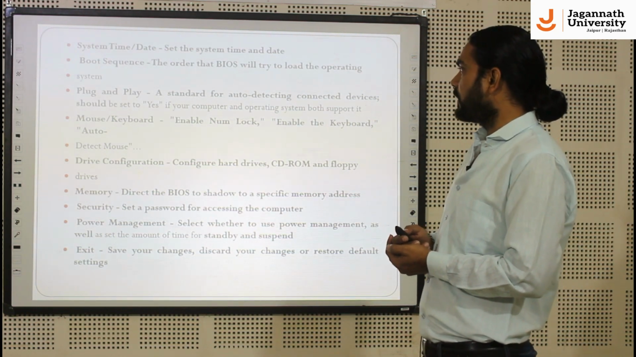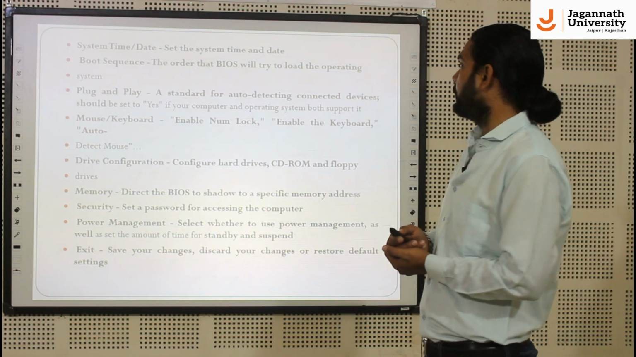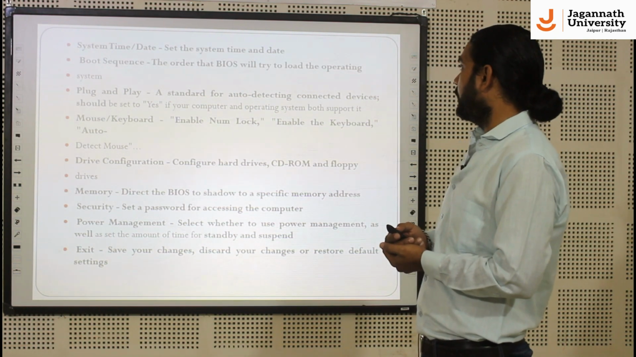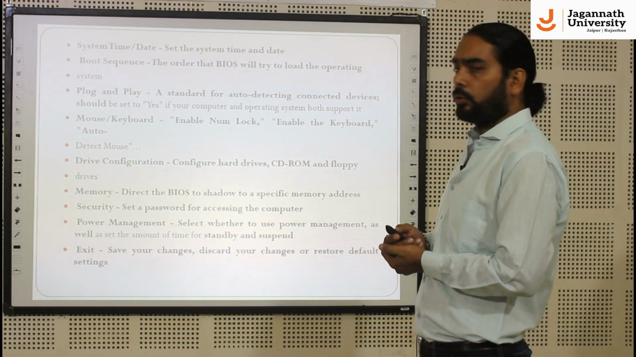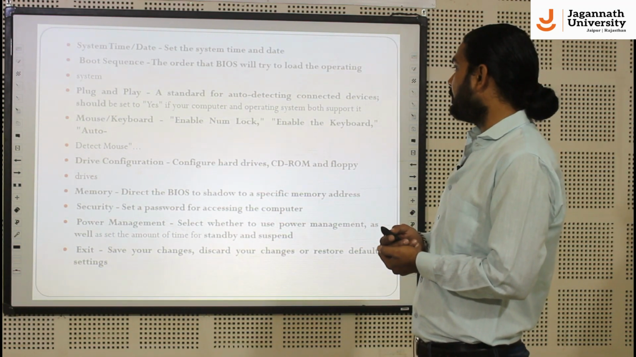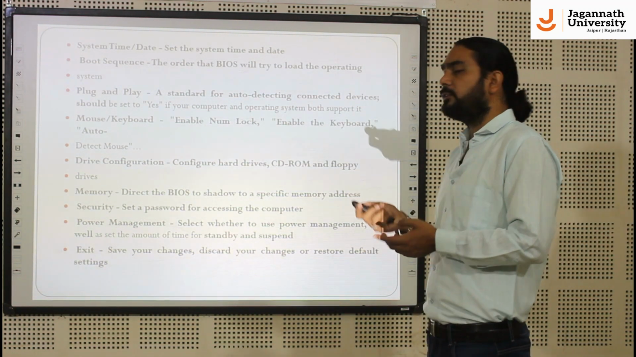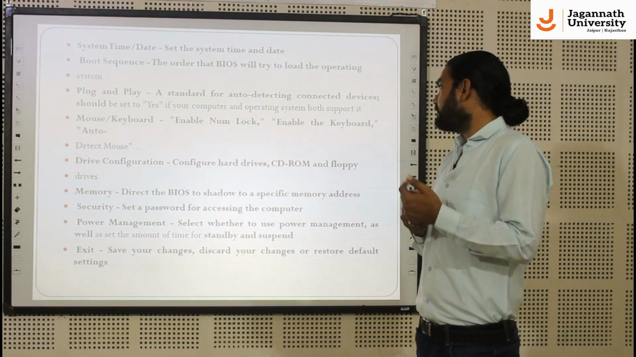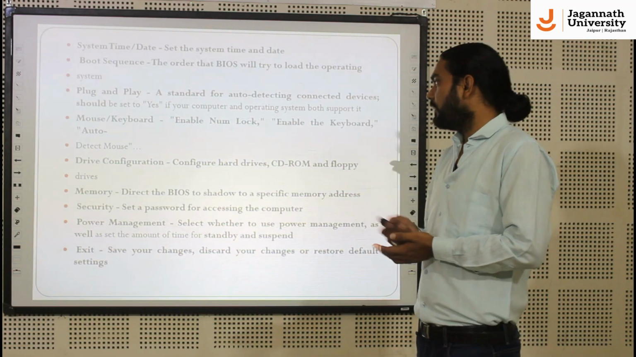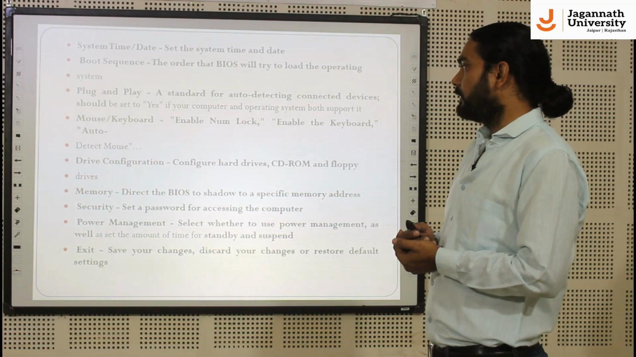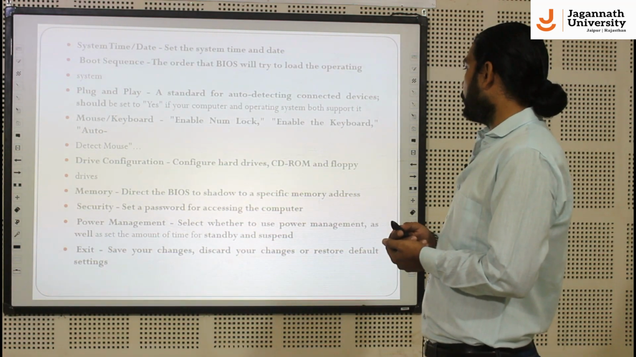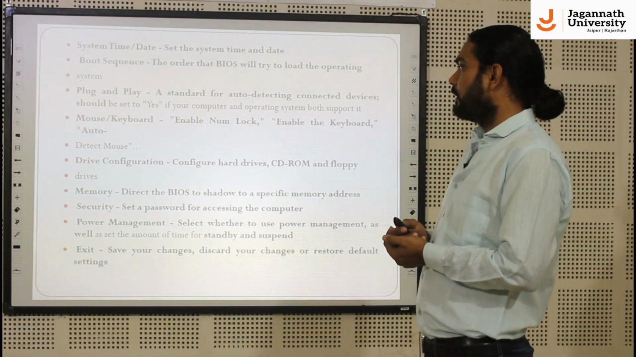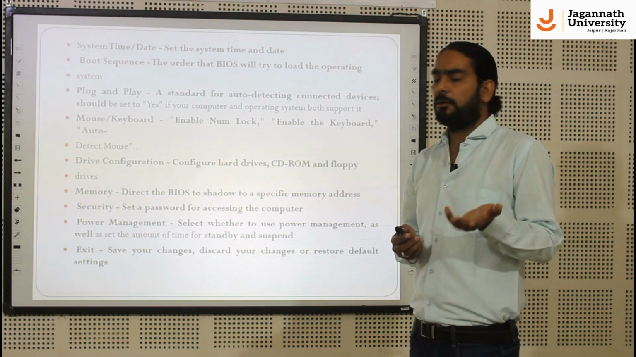Fourth one is the mouse and keyboard. We can enable or disable these options, such as enabling the keyboard or auto. Next one is the drive configuration. We can configure our devices using the hard disk, CD-ROM, or floppy drive. Next one is the memory. Direct the BIOS to shadow a specific memory address. Next one is security. We can set our password.